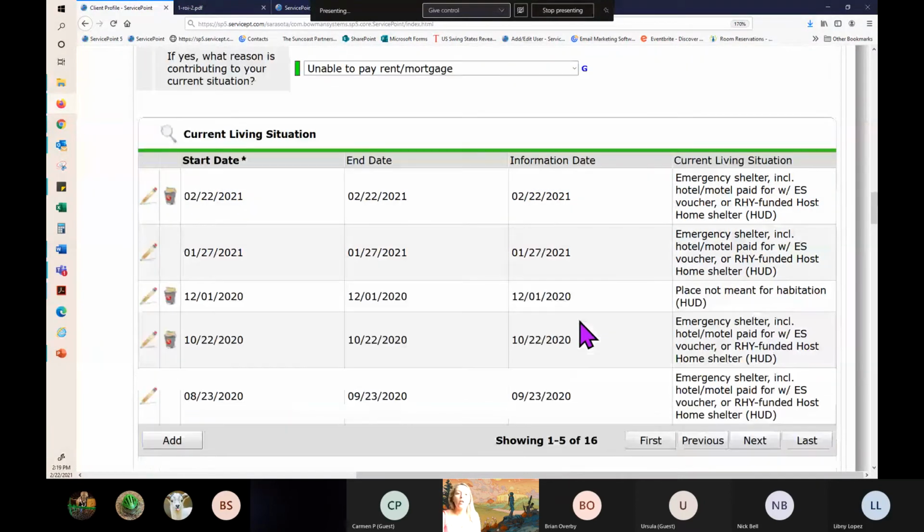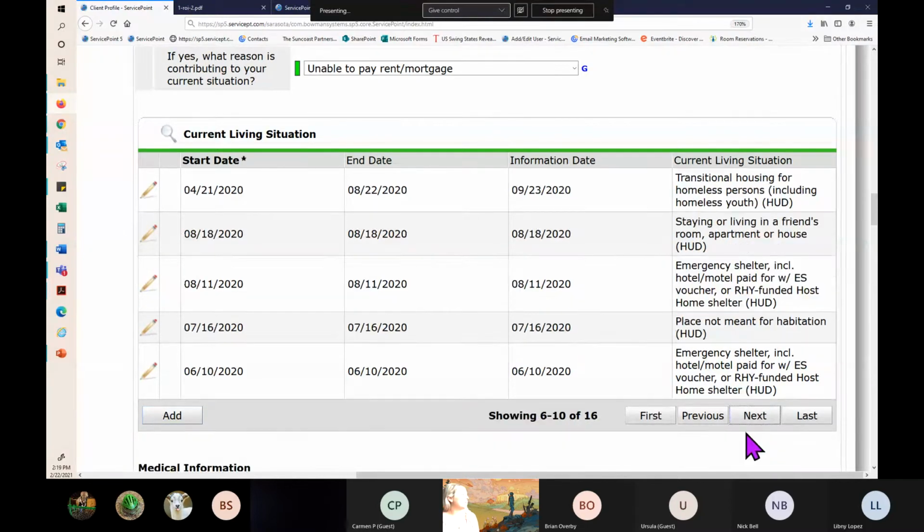Now we've updated. The whole goal of this current living situation is for the continuum to be able to follow the movements of the clients so that we can see when they've become housed, unhoused, in emergency shelter, maybe they have a different place to stay, whatever the case may be. But we can see the movements of the client in the system.